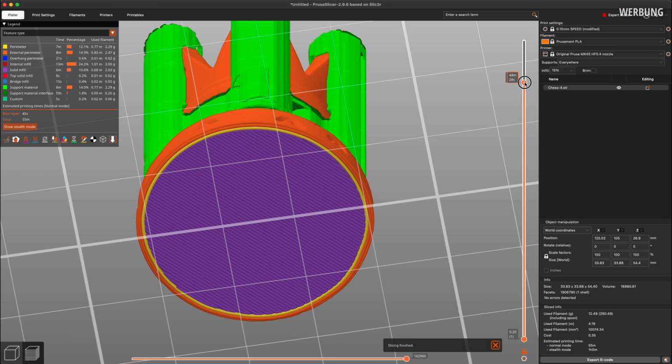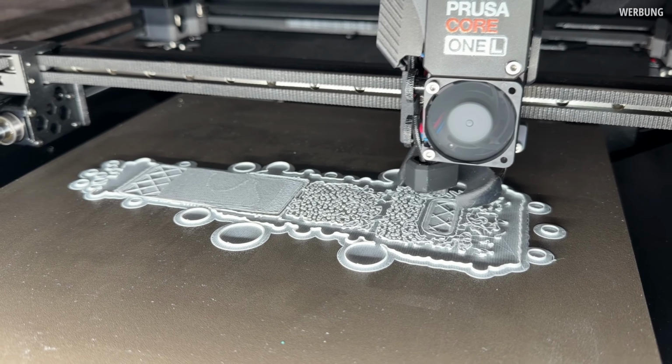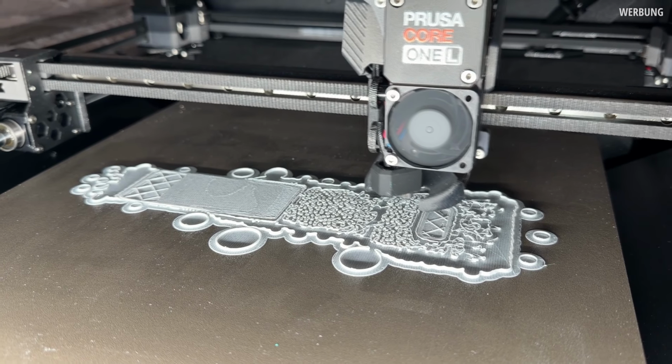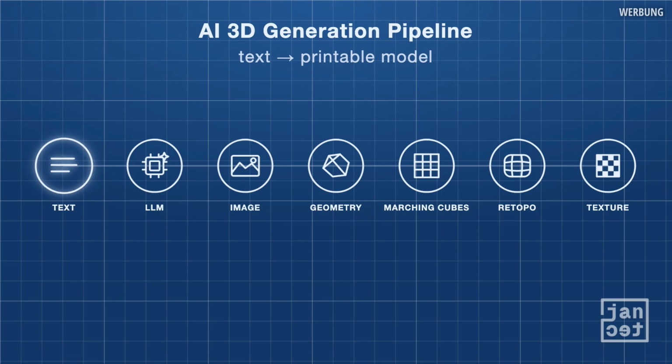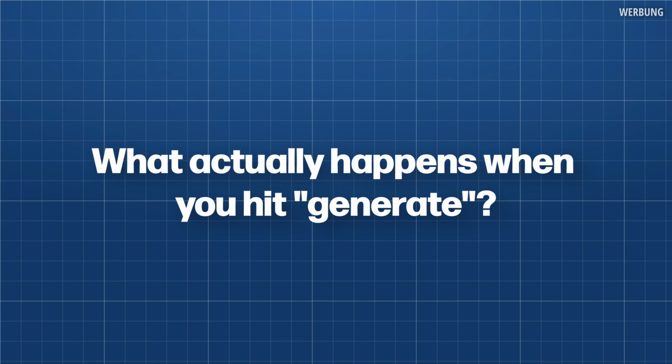Just like understanding slicing makes you better at designing for 3D printing, understanding the generation pipeline makes you better at prompting. I would consider this the nerd section, so feel free to skip ahead if you're only interested in my results. So what actually happens when you hit generate?